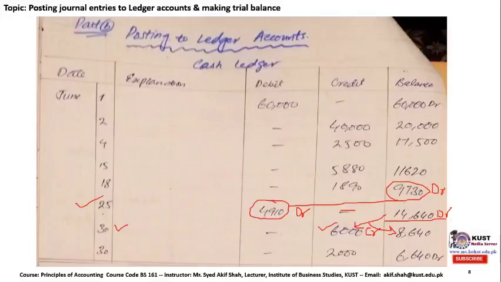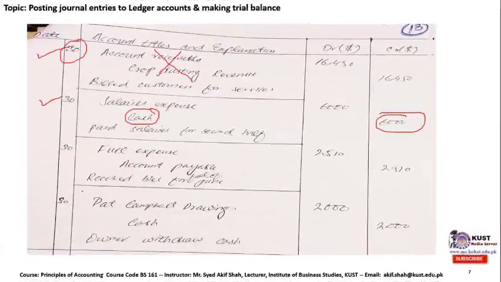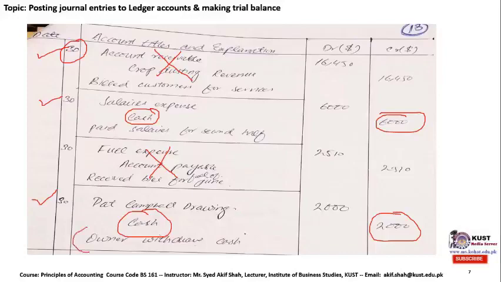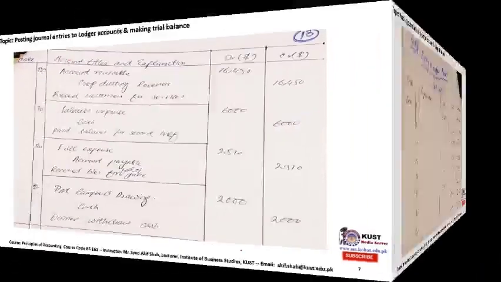Let's go back to the journal so that we can analyze more journal entries. Is there any cash? No cash is involved on June 30th for fuel expense. Let's analyze our final transaction, which is June 30th. Is there any cash? Yes, cash is involved over here, against which $2,000 was paid because the owner has withdrawn this amount. So you can write down this short narration in the ledger account as well.